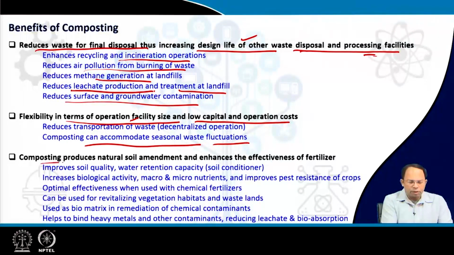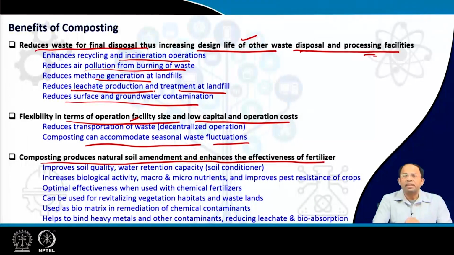Then finally, composting produces natural soil amendments and enhances the effectiveness of fertilizer. Sometimes the quality of compost from the waste generated in urban areas is not adequate for growth of plants. So sometimes we mix some other nutrients into the compost to make it more effective, or we use it along with fertilizer. That means with some amount of fertilizer we also use some amount of compost. So eventually it increases the effectiveness of fertilizers, or we can use it as a natural soil amendment in areas like parks and gardens, so that it facilitates growth of grasses and other plants and improves the soil conditions.